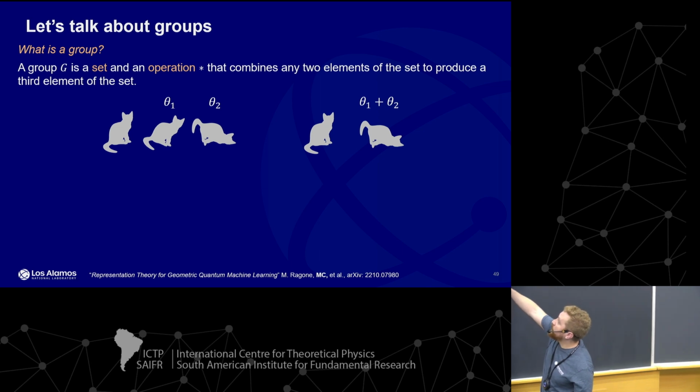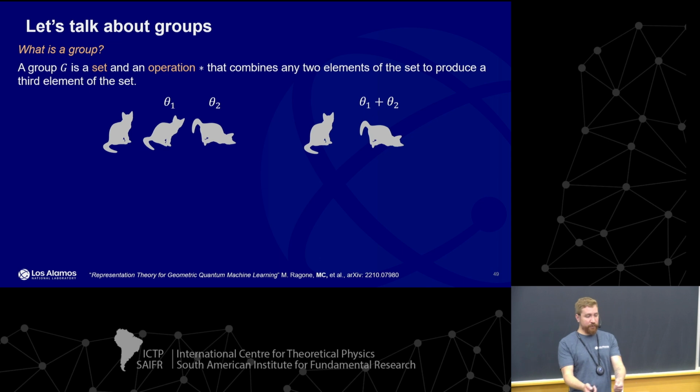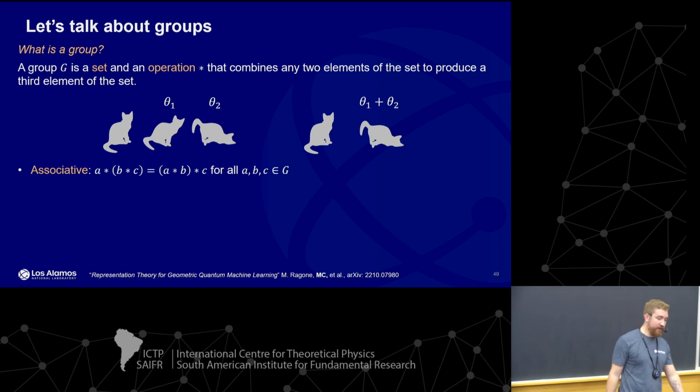If I give you a cat and a rotation by the angle θ1, you get this cat. If I give you another rotation by θ2, you get this cat. But you can also apply this multiplication first, and that's going to give you a rotation by θ1 plus θ2. So those 2 are equivalent. I take 2 objects in the group, 2 rotations, multiply them, I get a 3rd rotation.